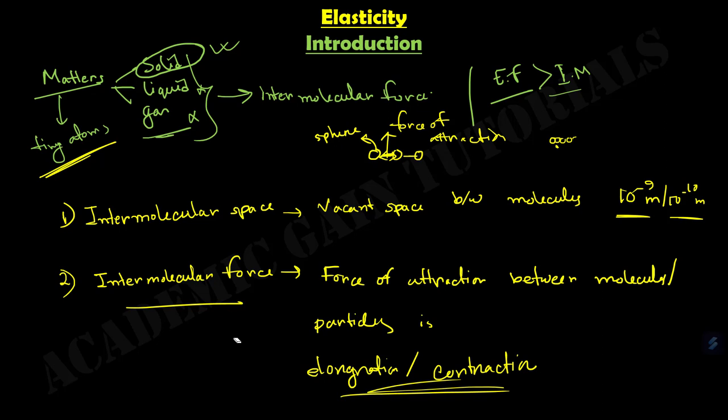Because of some external force, the interatomic separation respectively increases or decreases. For elongation it increases, and for contraction it decreases. Due to Newton's third law of motion and inertia of the body, the molecules try to restore their original equilibrium position. So there will be some restoring force in solid matter. Consequently, the property of elasticity is developed in the body. I hope you understand the basic introduction and concept of elasticity, how it happens, what matter is, and what intermolecular space and intermolecular force are.